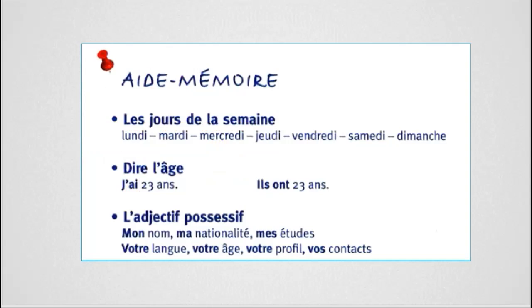L'adjectif possessif. This will be the grammar we have to learn today. L'adjectif possessif. In English, it is my name, my nationality, your name, your nationality, your studies, or his bag, his school, or her bag, her profile, her language, or our students, our teachers, our parents, or your schools, your children, or their pictures. Okay, that's the possessive adjective.